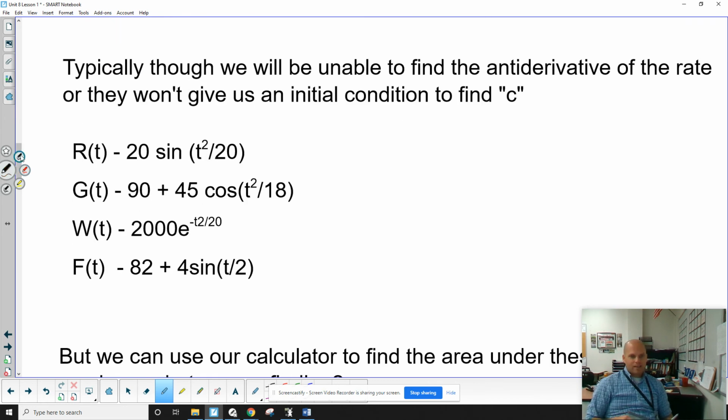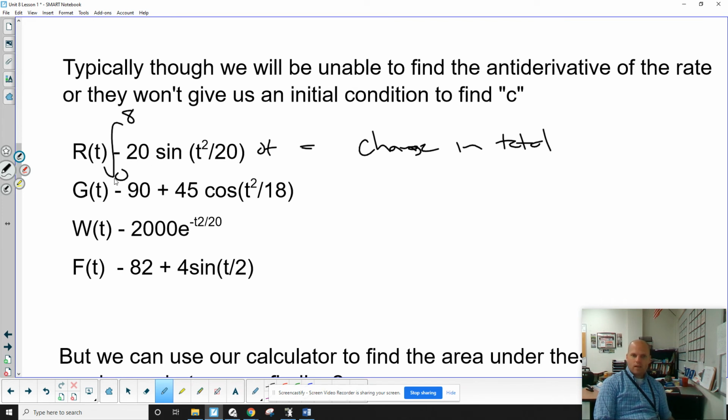We can find an accumulation using our calculator. I don't know, from like 0 to 8 of r. And this can be plugged into my calculator. My calculator can accumulate my rate. The accumulation of my rate, the area under my rate, is going to be the change in my total. Okay, R stood for the rate at which the water's flowing in. So this would be the total that has flowed in.